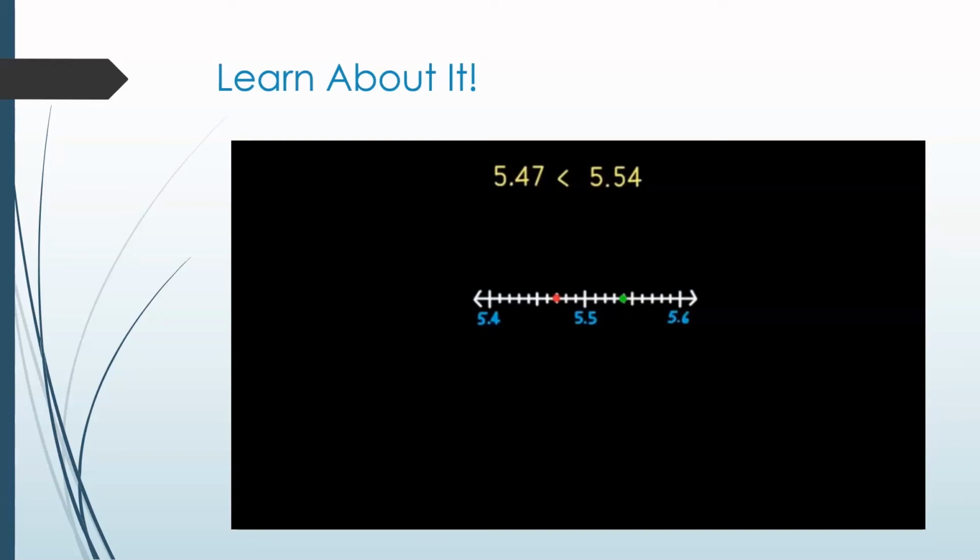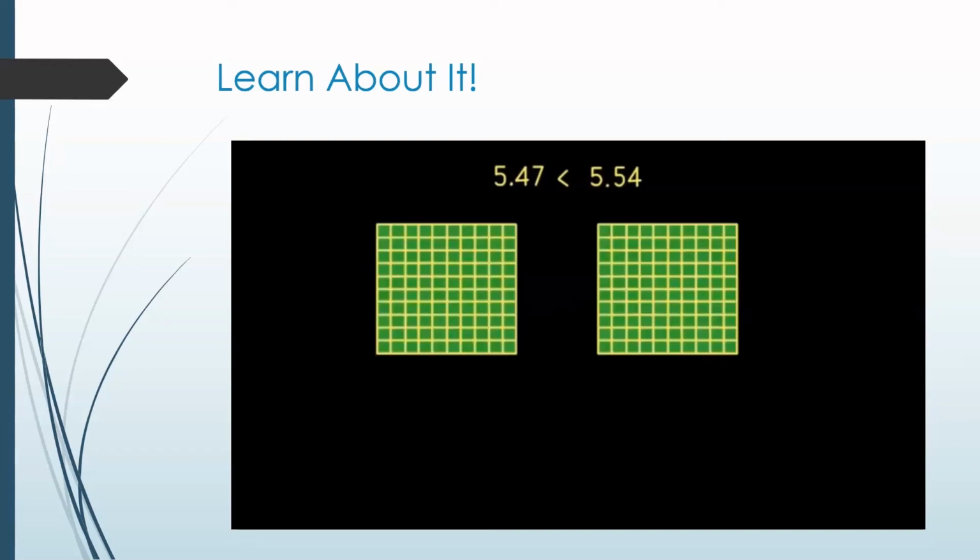We can use other strategies to compare decimals, such as hundredths grids. The digits in the ones place are the same, so we'll just compare the digits in the tenths and hundredths places. There is a greater number of tenths in 5 and 54 hundredths than in 5 and 47 hundredths. 5 and 54 hundredths is greater than 5 and 47 hundredths.